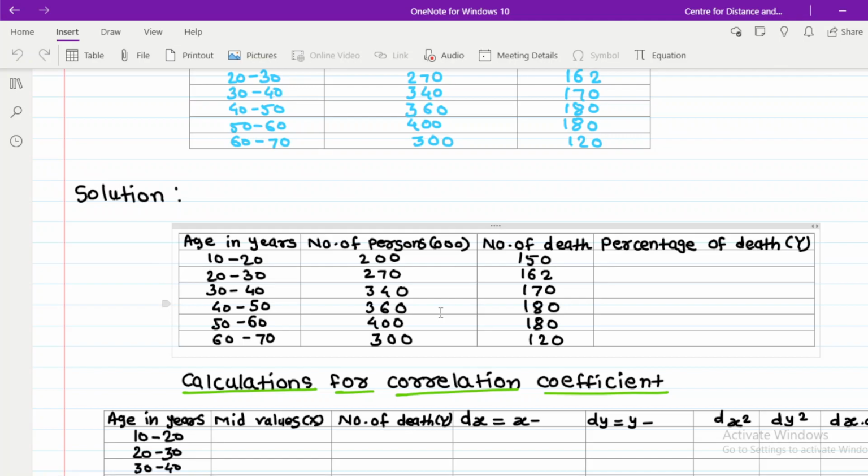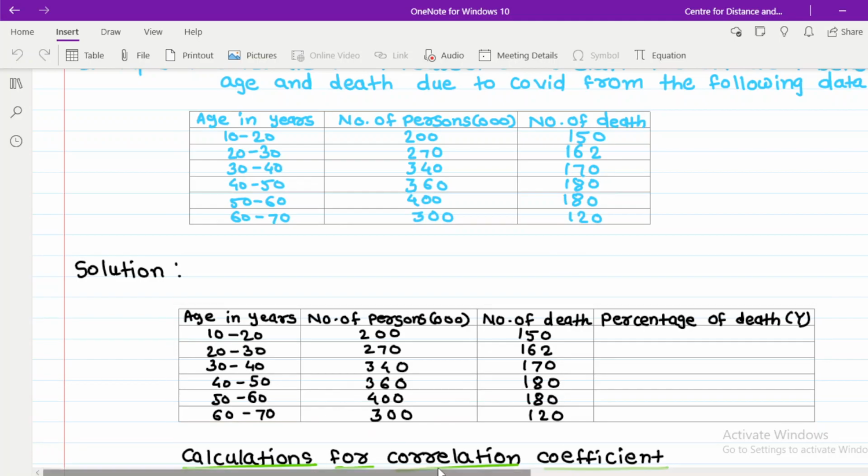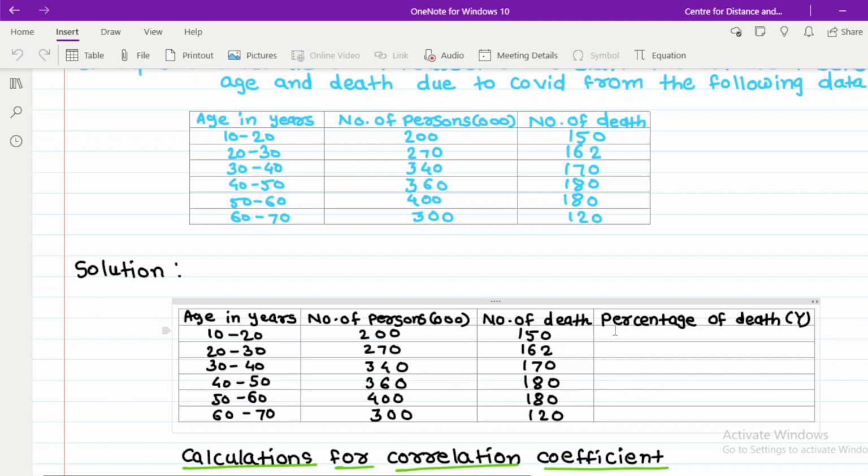Here we have to calculate the correlation coefficient between age and death. For this we have to construct a table. In this table, first I write the age in years as it is, the number of persons and the number of deaths as it is. For calculating the correlation coefficient, we first have to find the percentage of deaths, that is, the number of deaths in percentage form.